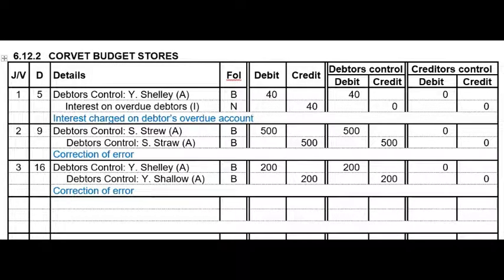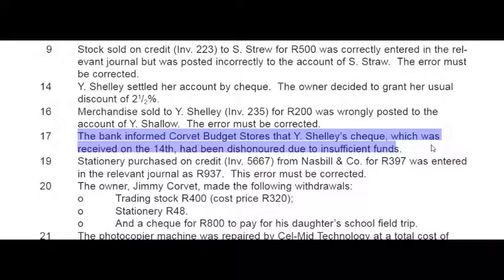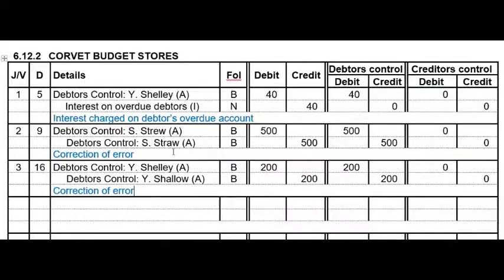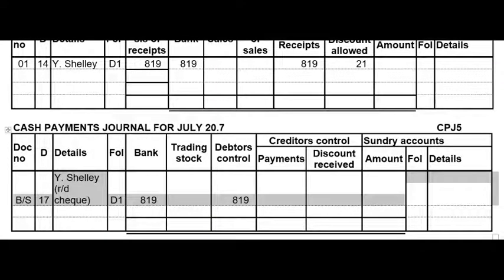Then the next transaction on the 17th said that the bank informed COVID budget stores, that's us, that Y. Shelley's check, which was received on the 14th, had been dishonored due to insufficient funds. Once again, in the previous video, I explained it very nicely that the part that we actually received from Y. Shelley, that's 819 Rand, must be cancelled in the CPJ. So let's go and do that first. Okay, so the part that we actually received must be cancelled in the CPJ.